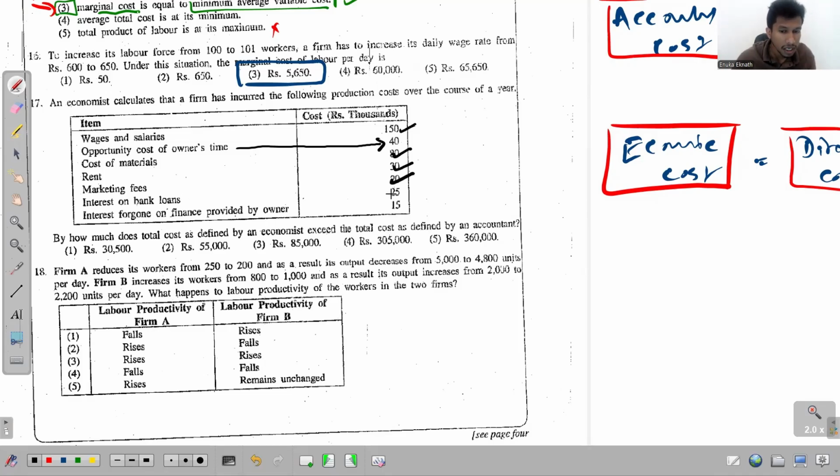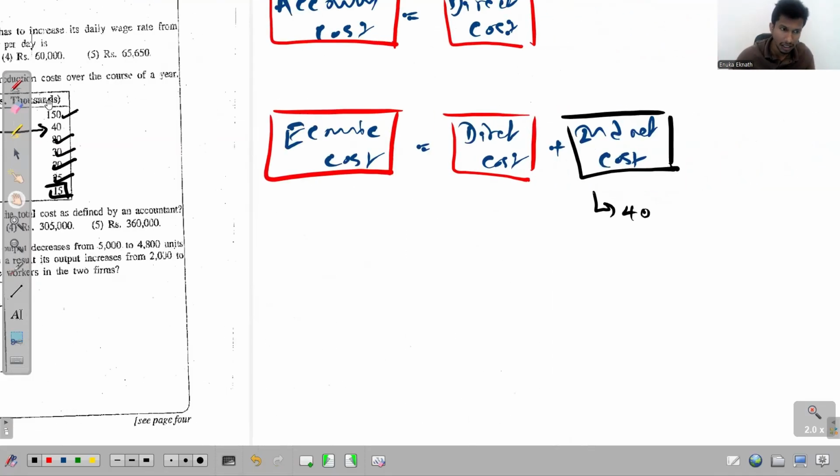Interest on bank loans, I told you, it's not the foregone interest income. It's the interest that you pay for the loans that you obtain from the banks, which is a part of direct cost. And then the last one says interest foregone on finance provided by owner, which is the foregone interest income. So even that 15 must be considered when calculating indirect cost.